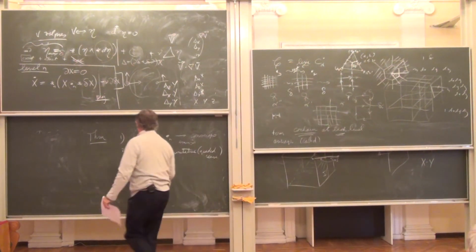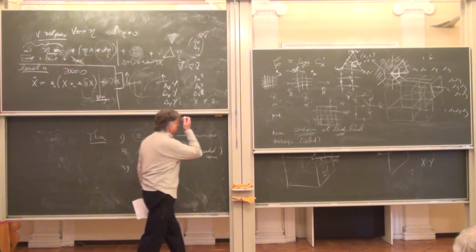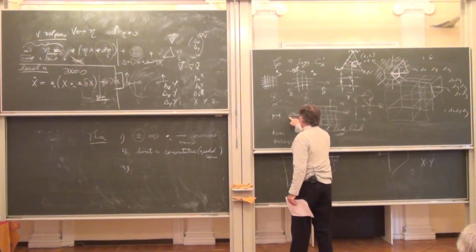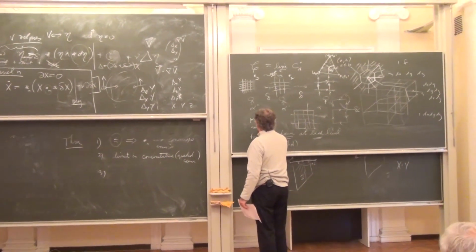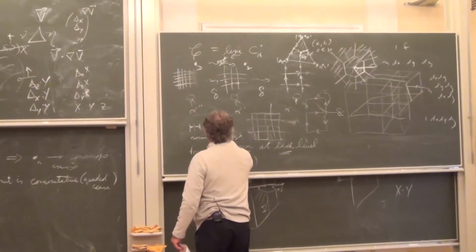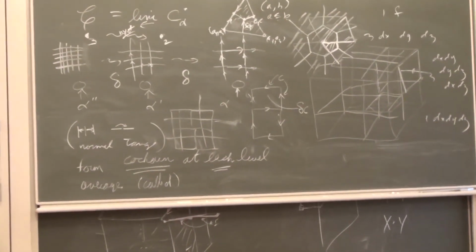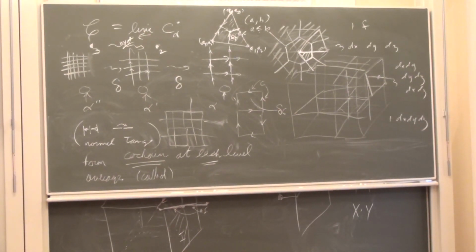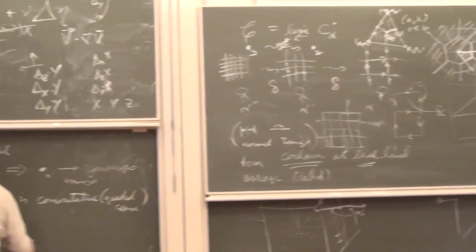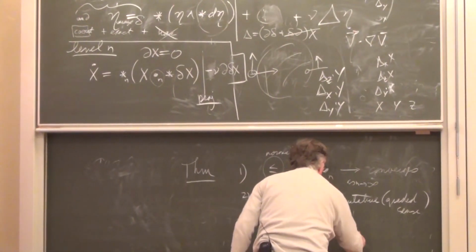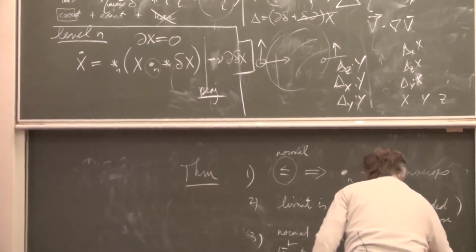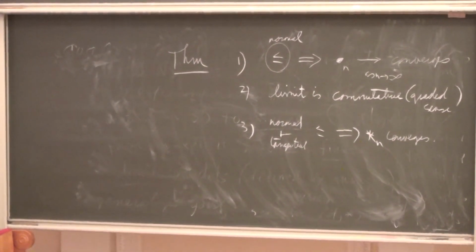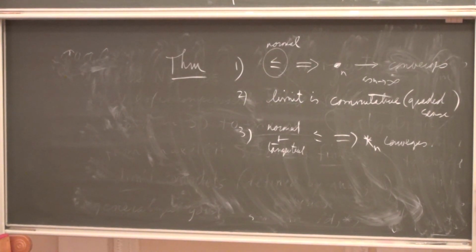And then third, under more inequalities, you also need a tangential inequality. You need to compare this with this value when you translate. So I call these normal inequalities and these tangential inequalities. So these are normal. And here you have normal and tangential inequalities. These inequalities imply star n converges. So under some additional assumptions, these things converge.